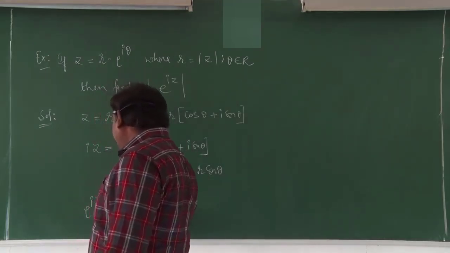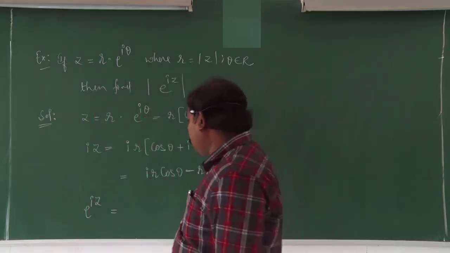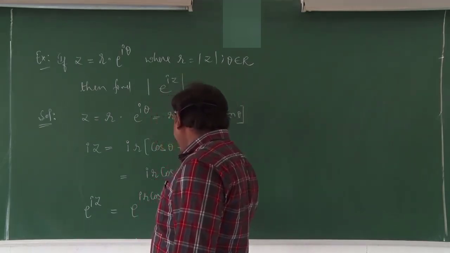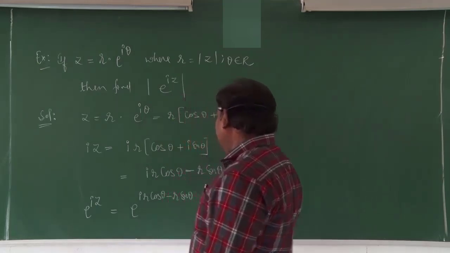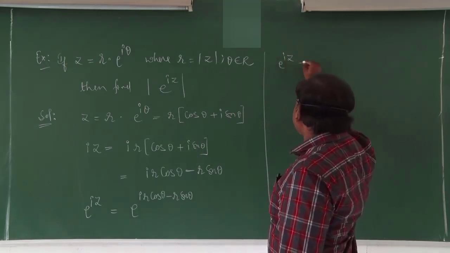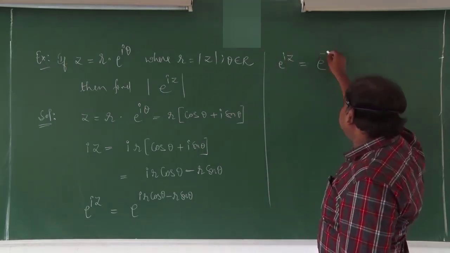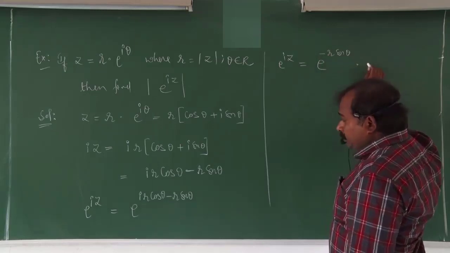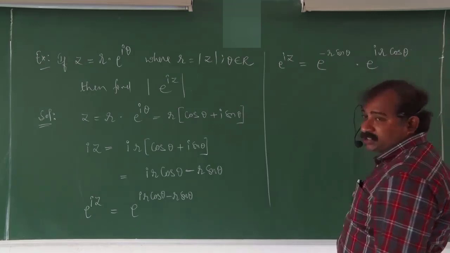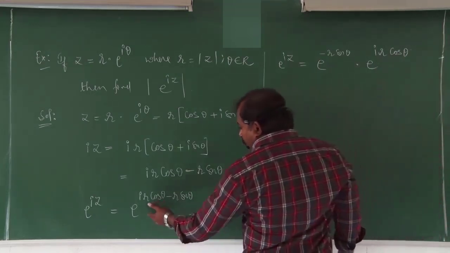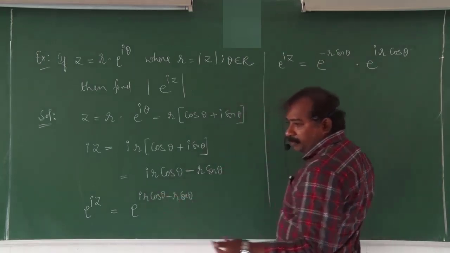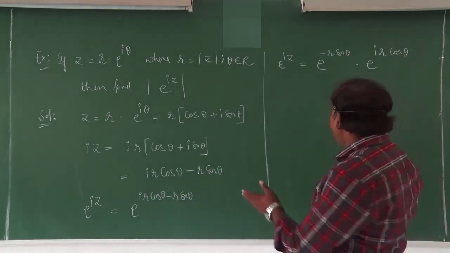Therefore e power iz equals e power iota r cos theta minus r into sin theta. How can I write this total value? e power iz is equal to e power minus r sin theta into e power i r cos theta. Can I write like this now? Simple: a power m into a power n is a power m plus n. How can I write a power m plus n? A power m into a power n. Based on that, I can write like this.